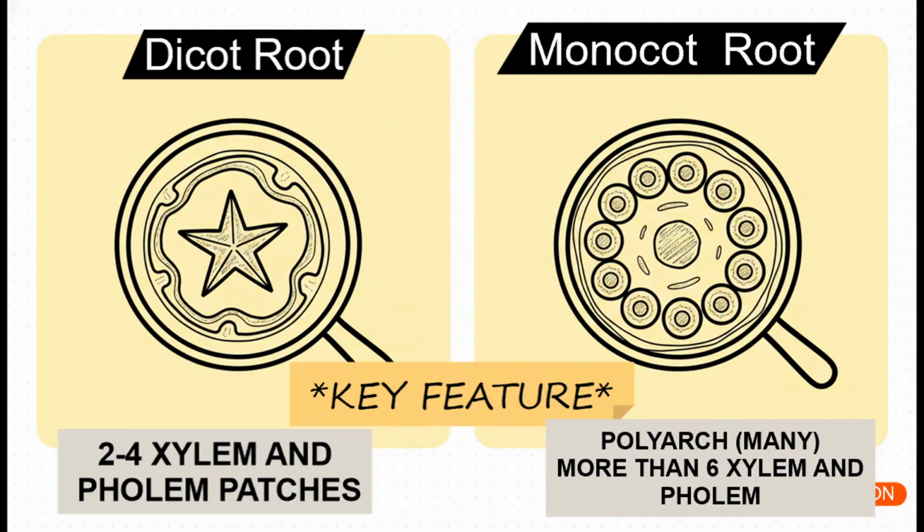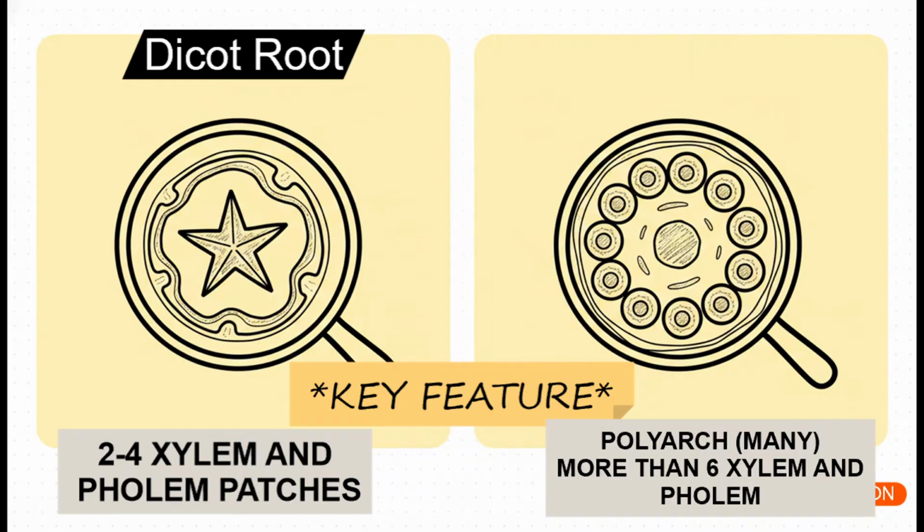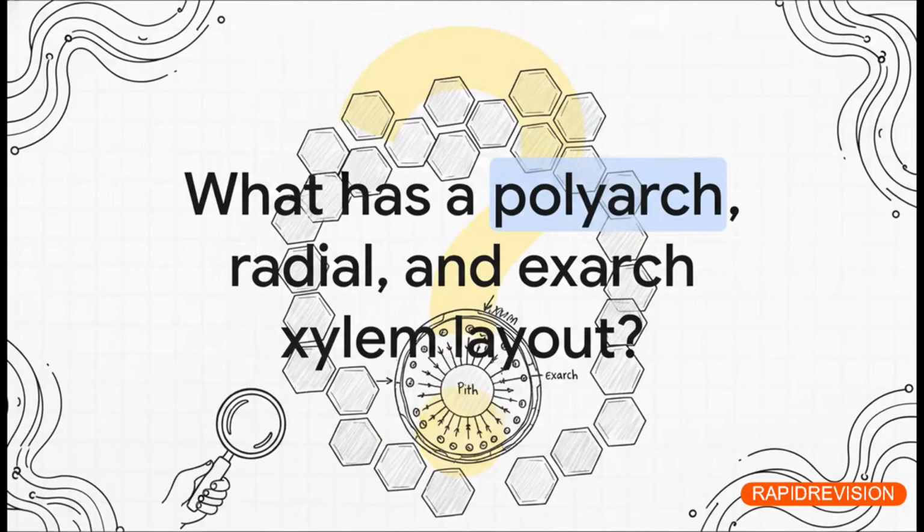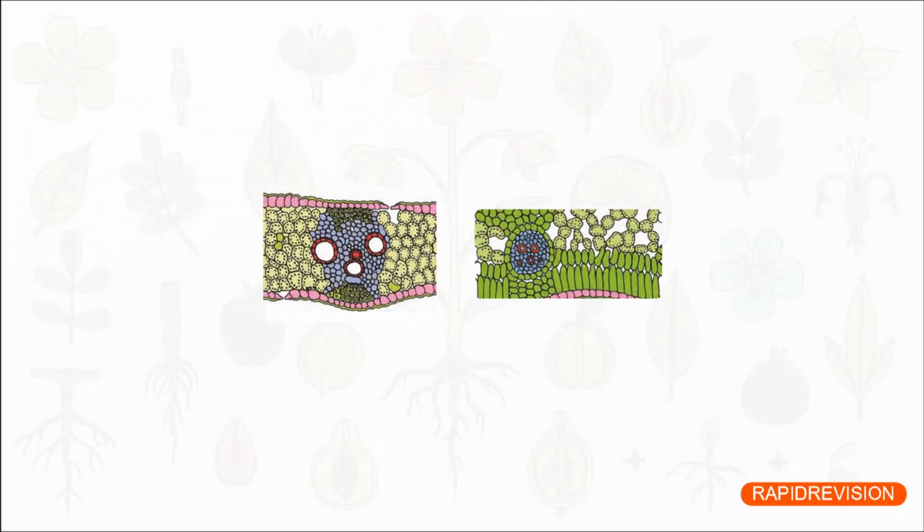Poly, of course, means many, so it usually has more than 6 xylem bundles laid out in this radial and exarch pattern. Just remember, polyarch equals monocot root. Let's prove the concept. In the 2023 Monopore paper, they asked you to identify a structure with a polyarch, radial, and exarch xylem layout. Literally, as soon as you spot the word polyarch, you crack the code. It is a monocotyledonous root. Period.